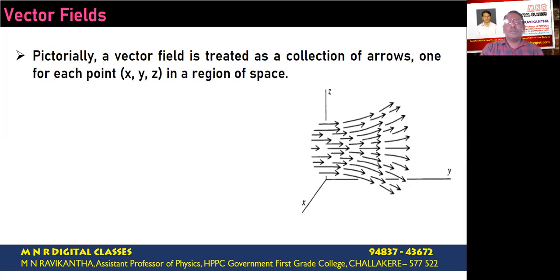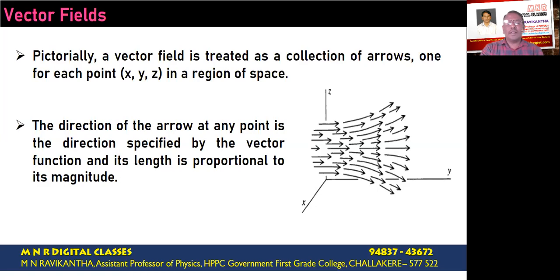Now let us understand more clearly the pictorial representation of a vector field. A vector field is treated as a collection of arrows, such that there is one arrow for each point x, y, z in a region of space. As we discussed already, the direction of the arrow at any point specifies the direction of the vector function, and its length is proportional to its magnitude.